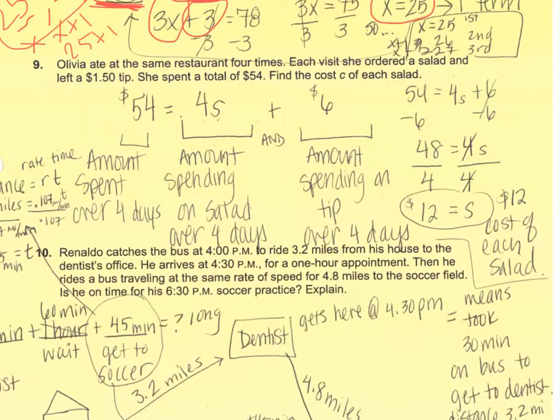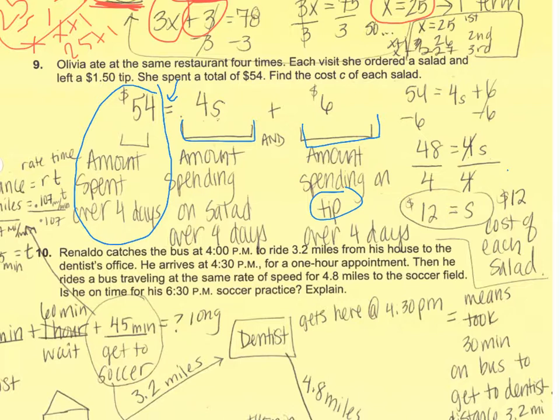So for number 9, it's one of those typical problems. Someone has a total amount that they spent. So general rule of thumb, that total amount is usually the largest amount. If you're not sure, put it on one side by itself and set it equal. But it says the total amount they spent is $54, and that equals, it says that she spent some money on salad over 4 days, and then she spent money on a tip. So there's 2 things that total up to 54, the tip money and the salad money.